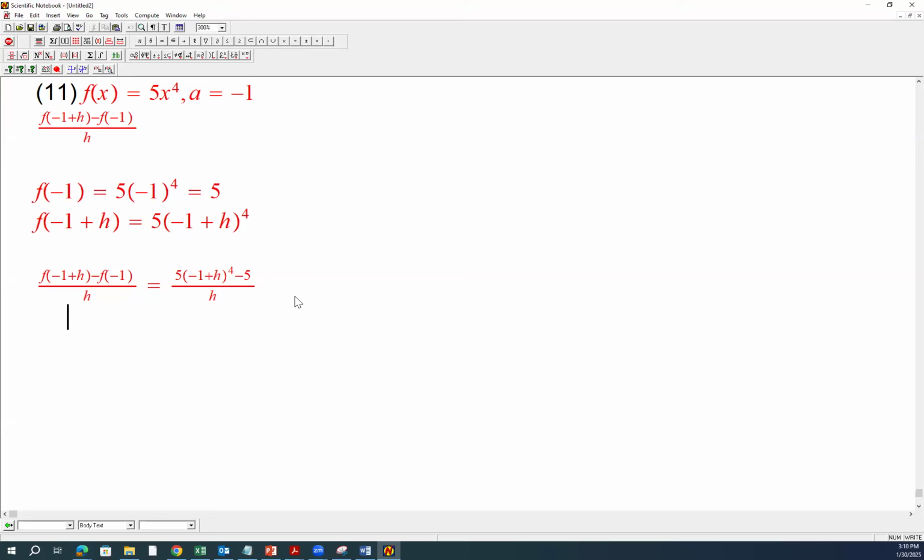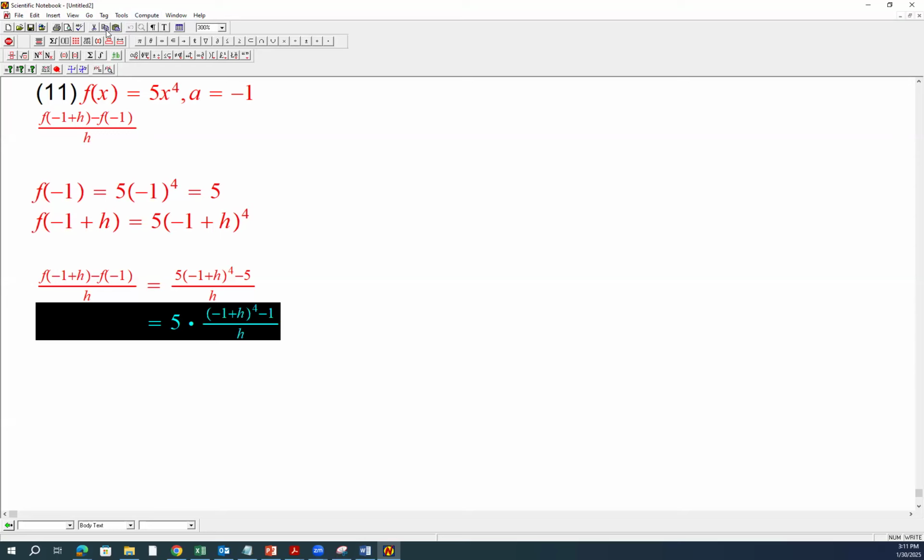Now the question is how we're going to reduce this. This is once again an opportunity to improve our algebra. This piece has a 5, this piece has a 5, so I'm going to factor out the 5. So 5 is being factored out, and I get -1 plus h to the power 4, minus 1.